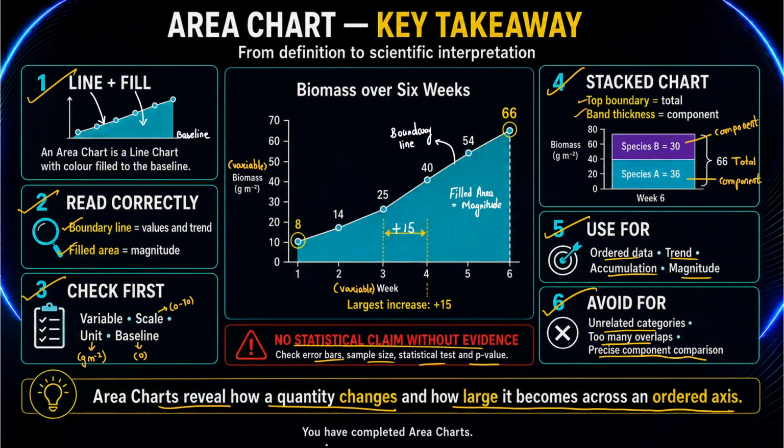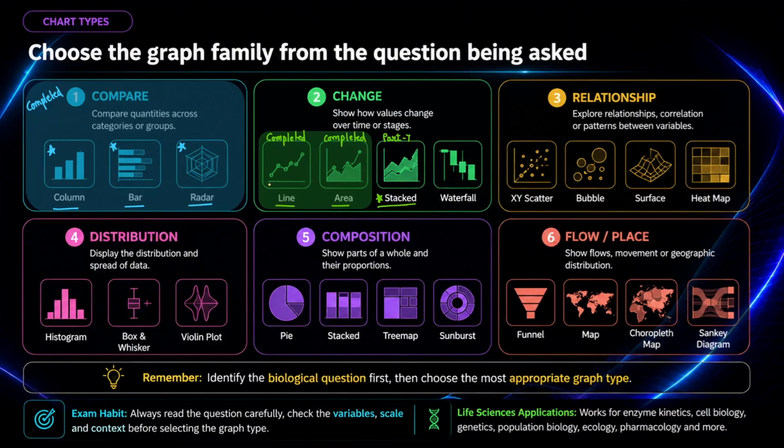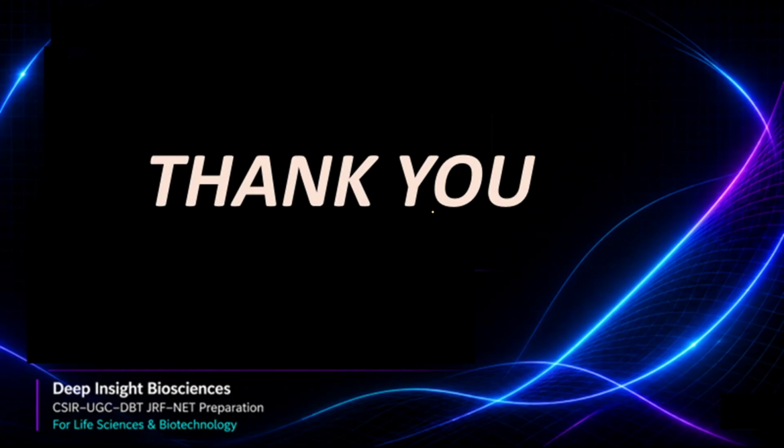With this, we have completed area charts. We have completed both the line chart and area chart in the change family. In part 7, we will move to the next chart type, the stack chart, and learn how it displays components of a changing total. Thank you for learning with Deep Inside Biosciences.